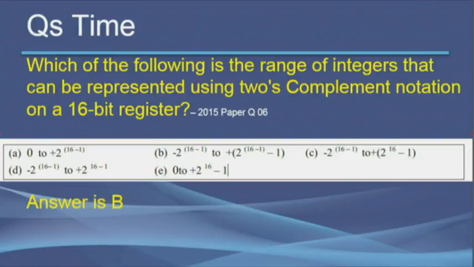And this is another question from 2015, question number 6. So you are asked to come up with the range. Which of the following is the range of integers that can be represented using 2's complement notation on a 16-bit register? Here you can see, as I mentioned, this is the negative part and this is the positive part. In the positive you always get minus 1 because you have to allocate one representation for the 0, but in the negative you can get all the representations for the negative part. Therefore in a 16-bit register you can have in the negative range minus 2 to the power 16 minus 1, to positive 2 to the power 16 minus 1, minus 1. So the answer is option B.